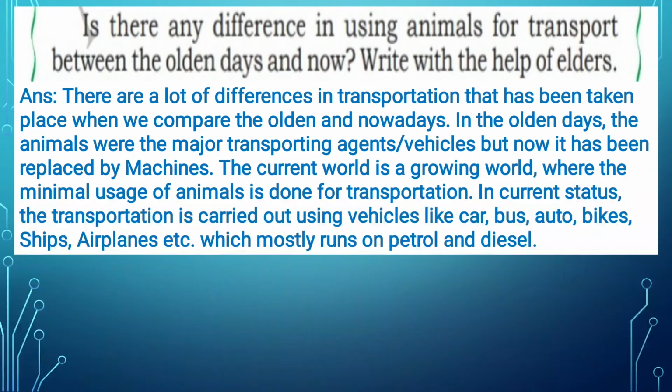There are a lot of differences in transportation that have taken place when we compare the olden days and nowadays. In the olden days, the animals were the major transporting agents or vehicles, but now they have been replaced by machines. The current world is a growing world, where minimal usage of animals is done for transportation. In current status, the transportation is carried out using vehicles like car, bus, auto, bike, ships, aeroplanes, etc., which mostly run on petrol and diesel.